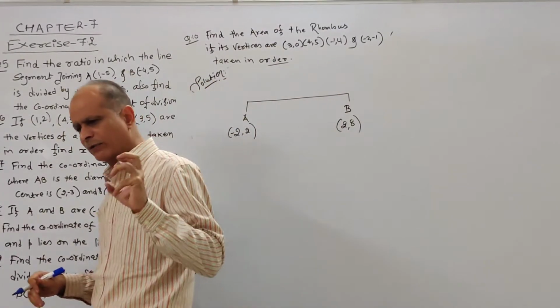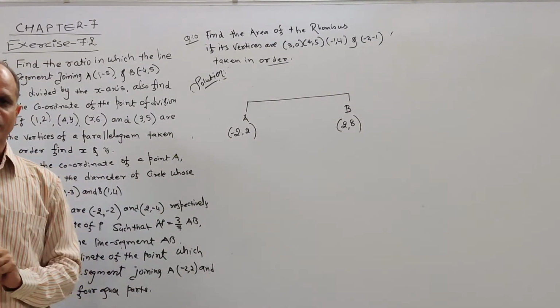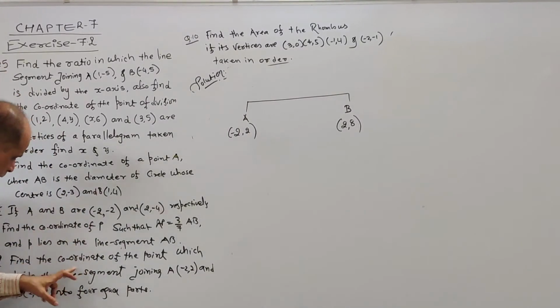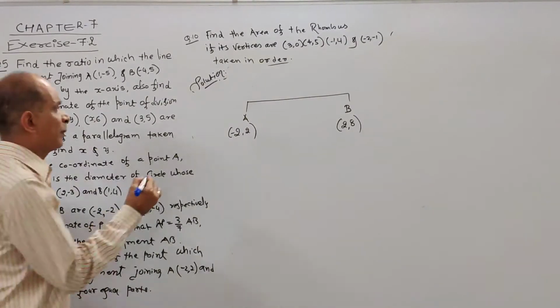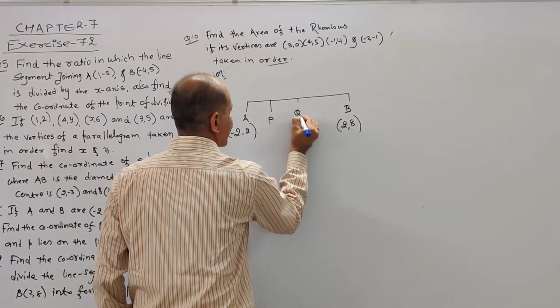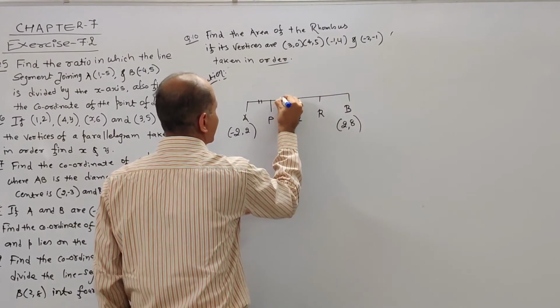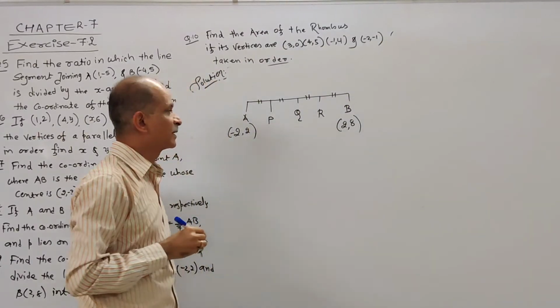You know, we have solved one example similar to that, and that is points of trisection, points which divide a line segment into 3 equal parts. Here you have to find out the coordinates of the points which divide a line segment into 4 equal parts. 4 equal parts means there are 3 points between these two: P, let me say Q, and the third one is R. So AP first part, PQ second part, QR third part, and RB that is fourth part.